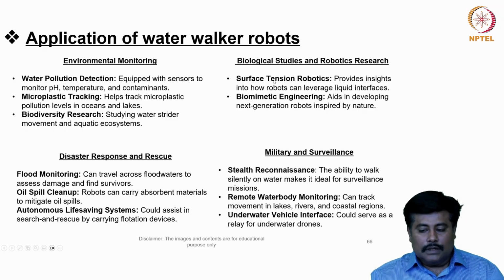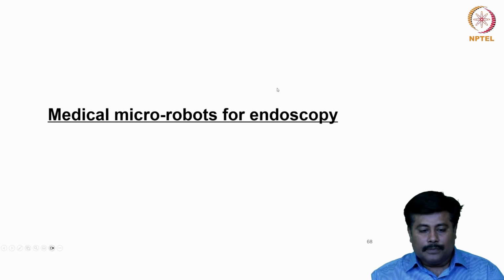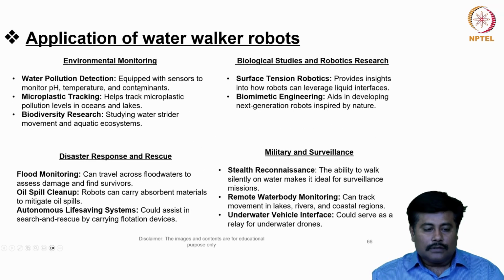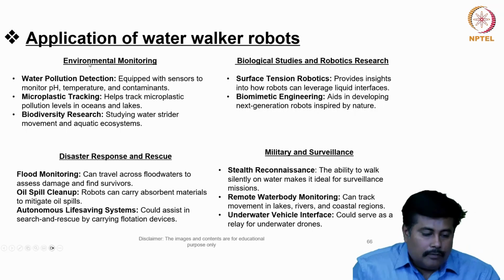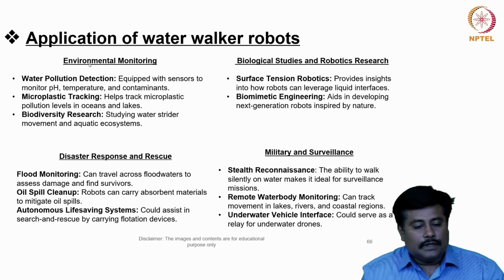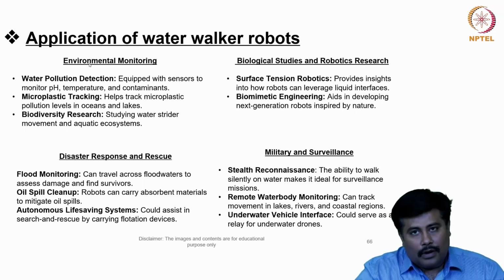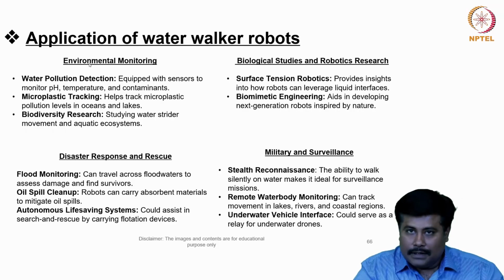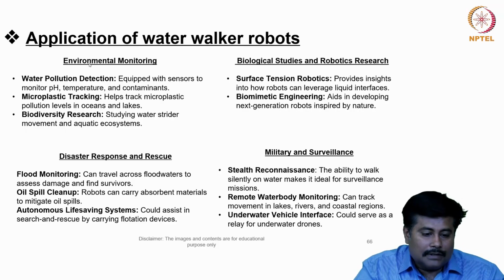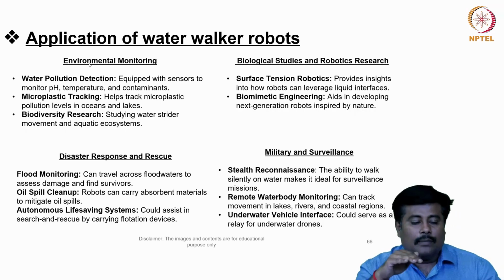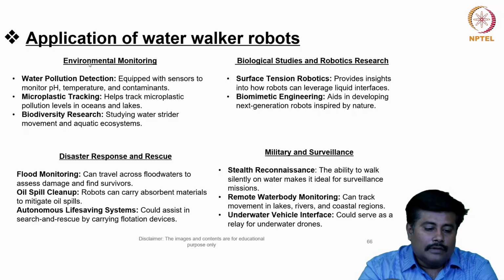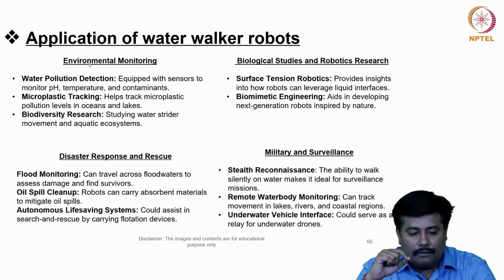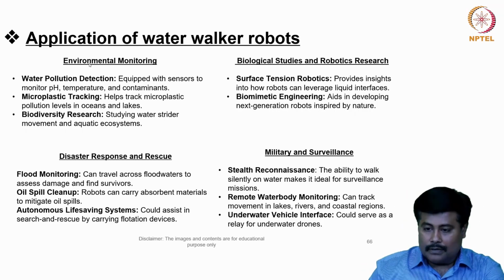Now when we closely look at the application perspective of these water strider robots, in environmental monitoring it is meant for water pollution detection, and it is equipped with sensors for monitoring pH, temperature and contamination. With reference to microplastic tracking, it helps to track microplastic pollution levels in the oceans and lakes. From a biodiversity and research point of view, it can be used for studying water strider movement, and it can create an aquatic ecosystem.